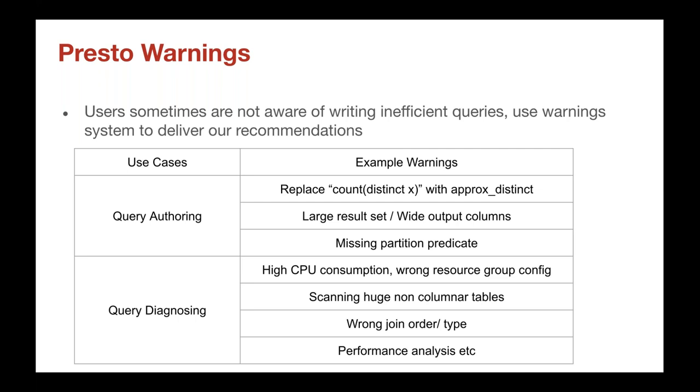We also have query diagnosing for users. For example, we remind users that their query has already spent too much CPU, and that they should probably put the query in another proper resource group. We also tell users what table they are scanning, such as a non-columnar table. As we all know, columnar tables are pretty friendly to Presto, but not the other way around. We also warn users on the wrong join type, and we will also give users more performance analysis in the future.